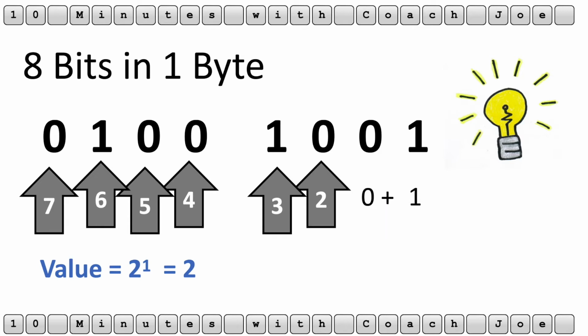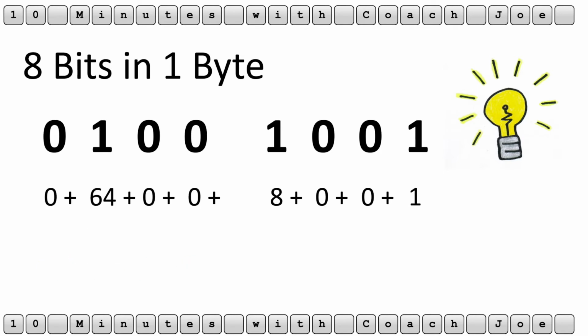Since this bit is 0, the value is 0. We perform the same calculation on each bit position. Then we add all the values together and you will have the final value of this byte of data. In this example, it is 73.